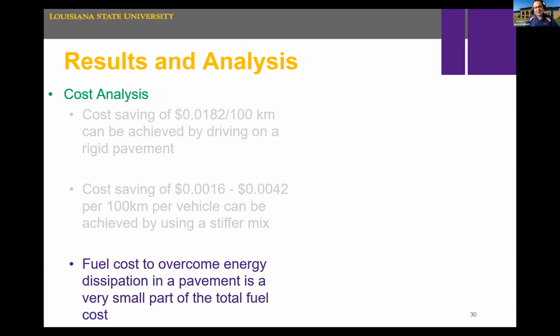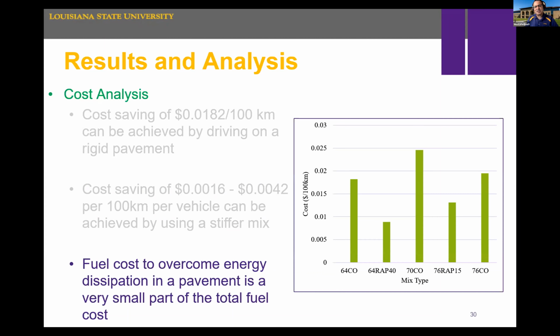But as I pointed out, the fuel cost associated with energy dissipation is a very small part of the total fuel cost. So that's the variation of the cost for the different mixes. And again, the one with 40% RAP was the one that was associated with the lowest amount of cost as related to energy dissipation in the pavement.